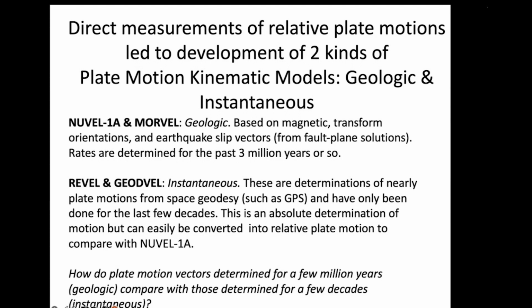Now the instantaneous plate motion kinematic models include Revel and GeoDevel. These are determinations of nearly instantaneous plate motions from space geodesy, such as GPS, but also including a few other systems. And these have only been done for the last few decades. This isn't an absolute determination of motion, but it can easily be converted into relative plate motions to compare with Nouvelle 1A.